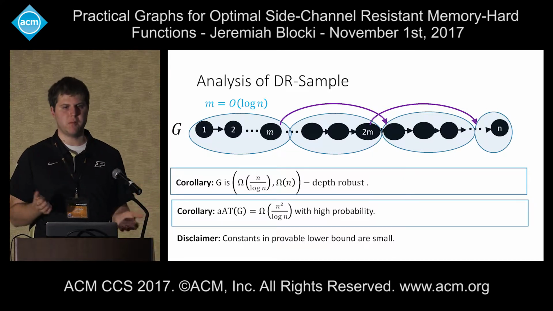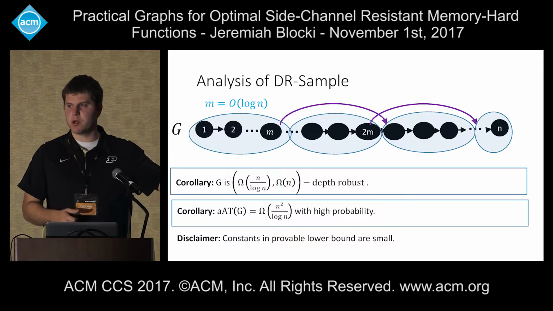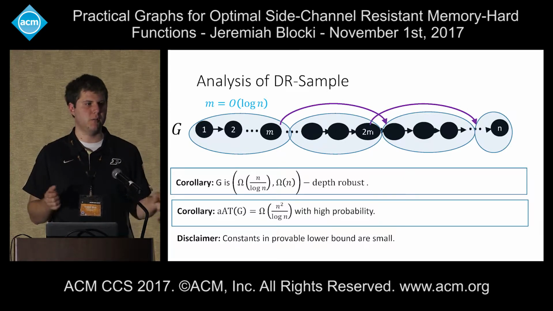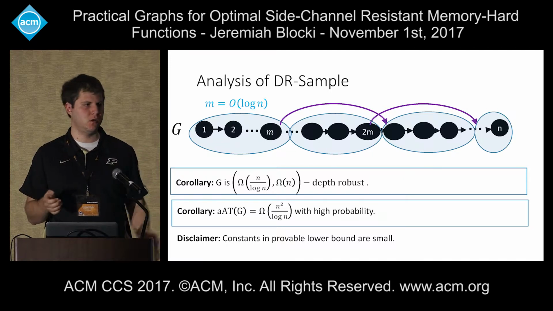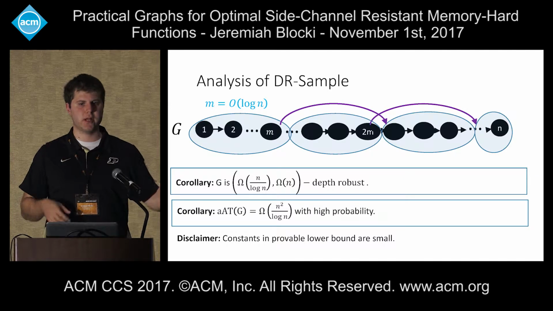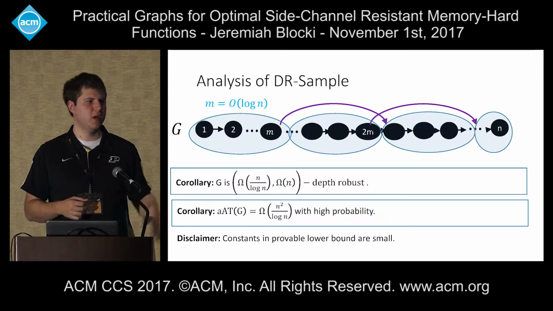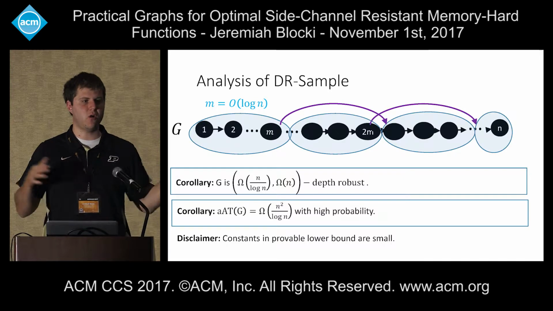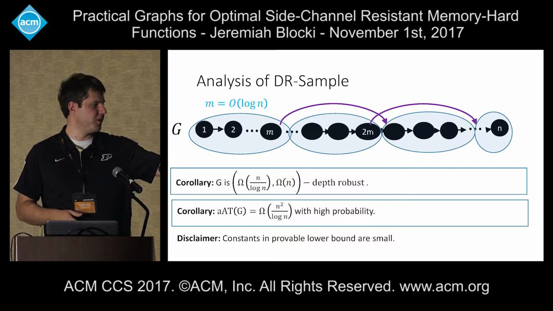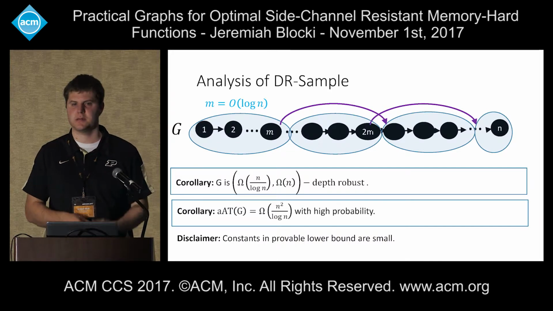Now, I want to add a disclaimer: the constants in the provable lower bound are still small. So there's still work to be done to improve the constants in this analysis. I would conjecture that with a lot of work one could improve the constants, but I don't want to suggest that all work in the space is done. This big O notation is hiding some ugly constants.